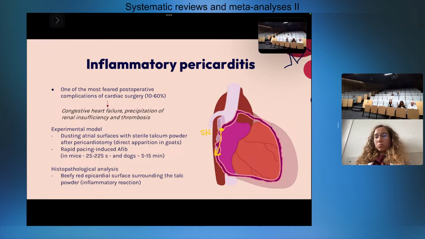One of the most feared postoperative complications of cardiac surgery is inflammatory pericarditis. And this was replicated in goats and dogs through the application of talcum powder after pericardiotomy. It showed that it induced atrial fibrillation in the long term because of inflammation, and this inflammation was also shown on a histopathological analysis as a bifurcate epicardial surface surrounding the talcum powder. The inflammation in the long term also caused atrial fibrosis.